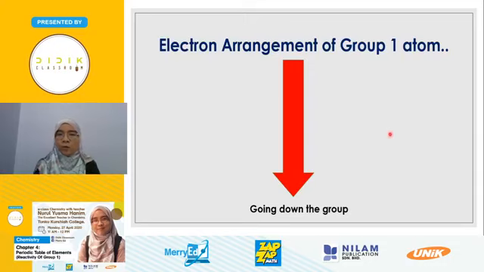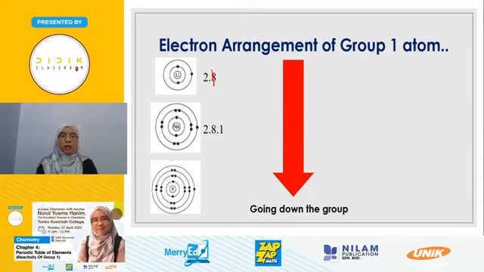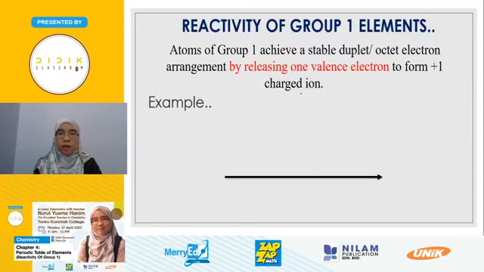And going down the group, the electron arrangement is like this. Lithium is 2,1, and then sodium 2,8,1 and potassium 2,8,8,1. So this is the electron arrangement of the atoms. Actually, hydrogen is not included as an alkali metal because hydrogen has different properties than the other metals like lithium, sodium, and potassium.